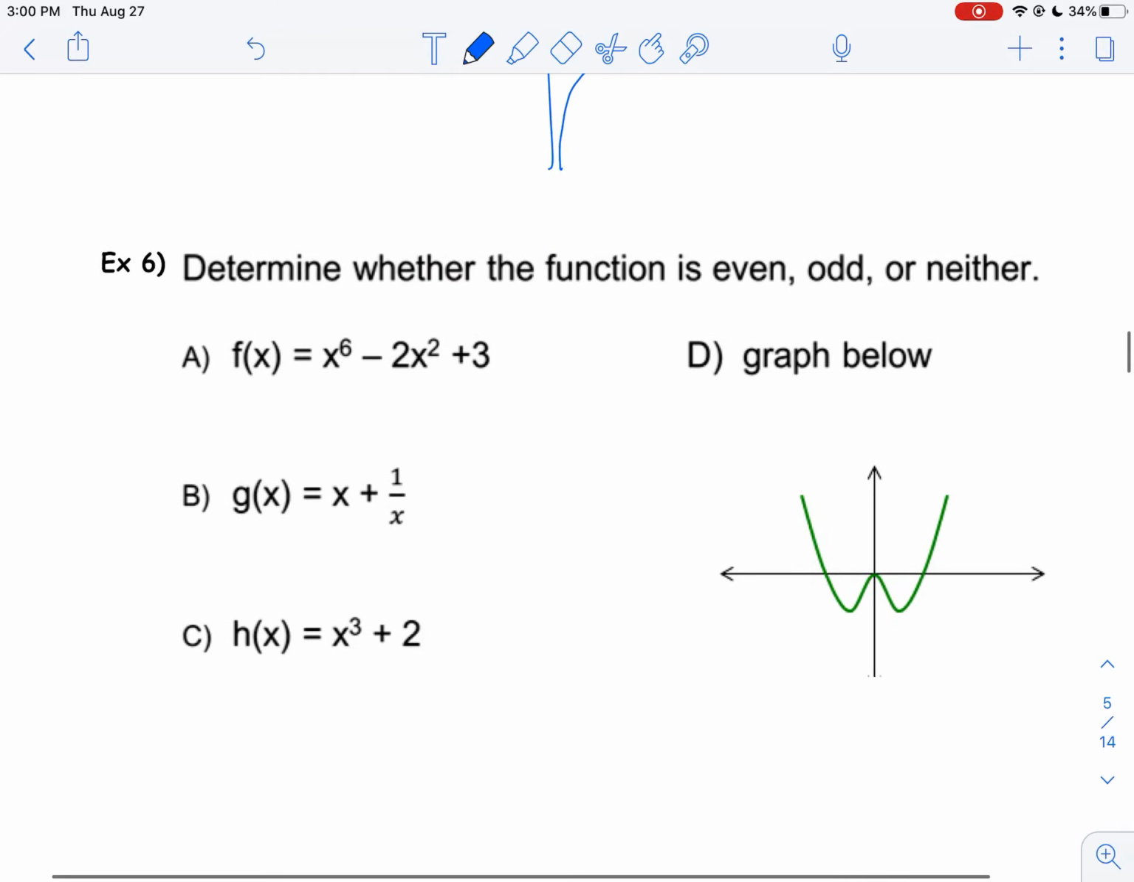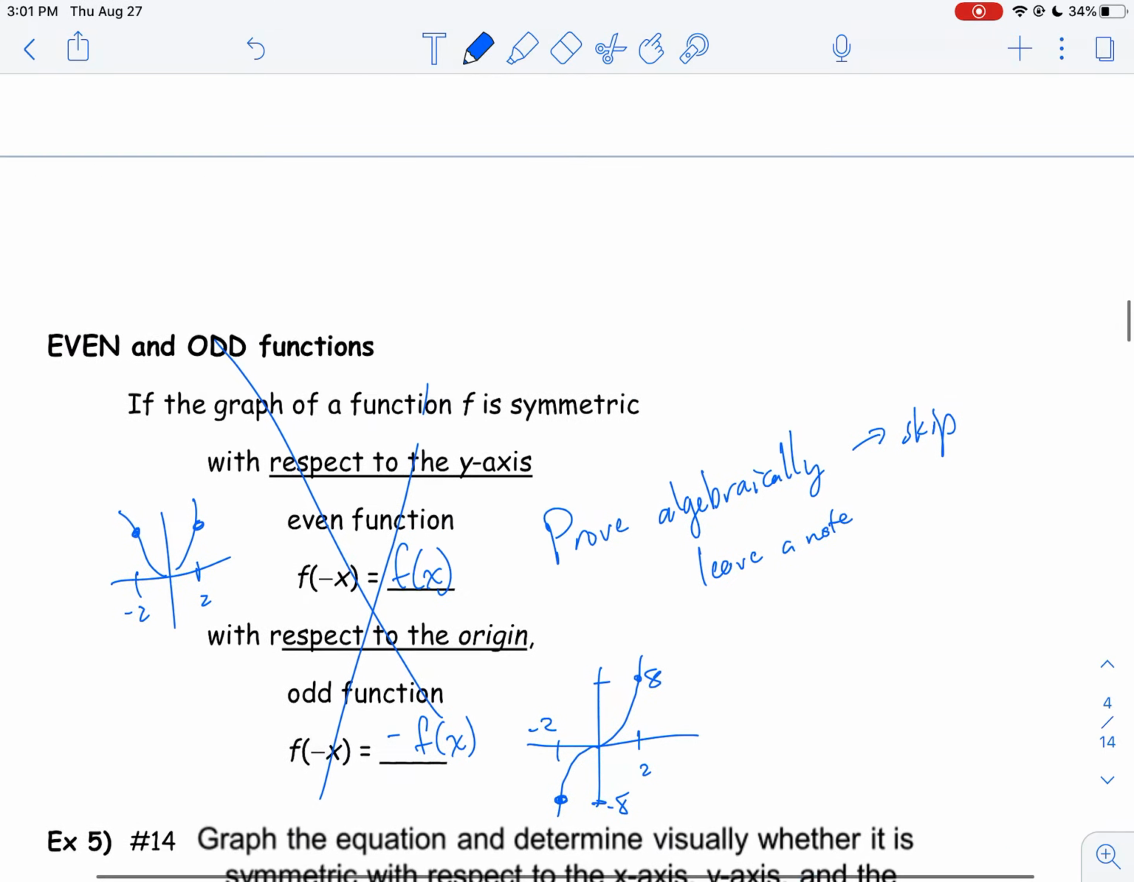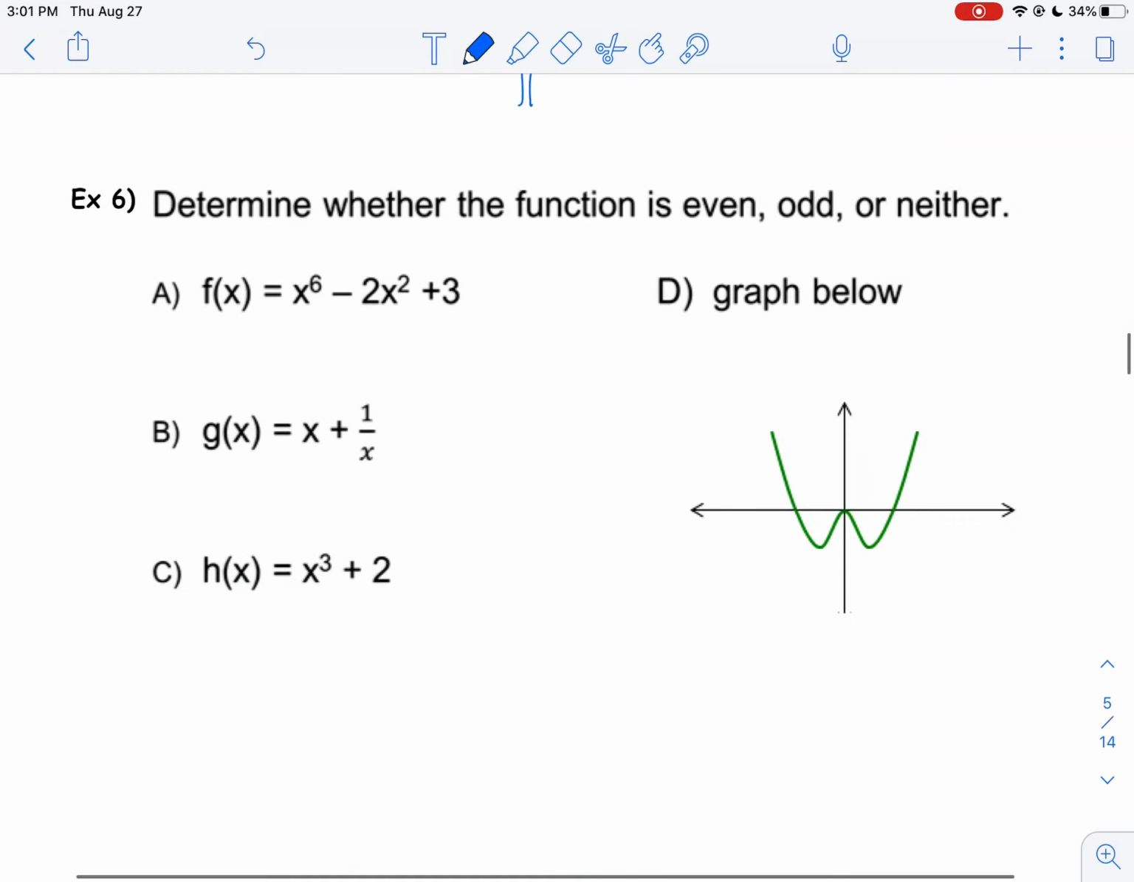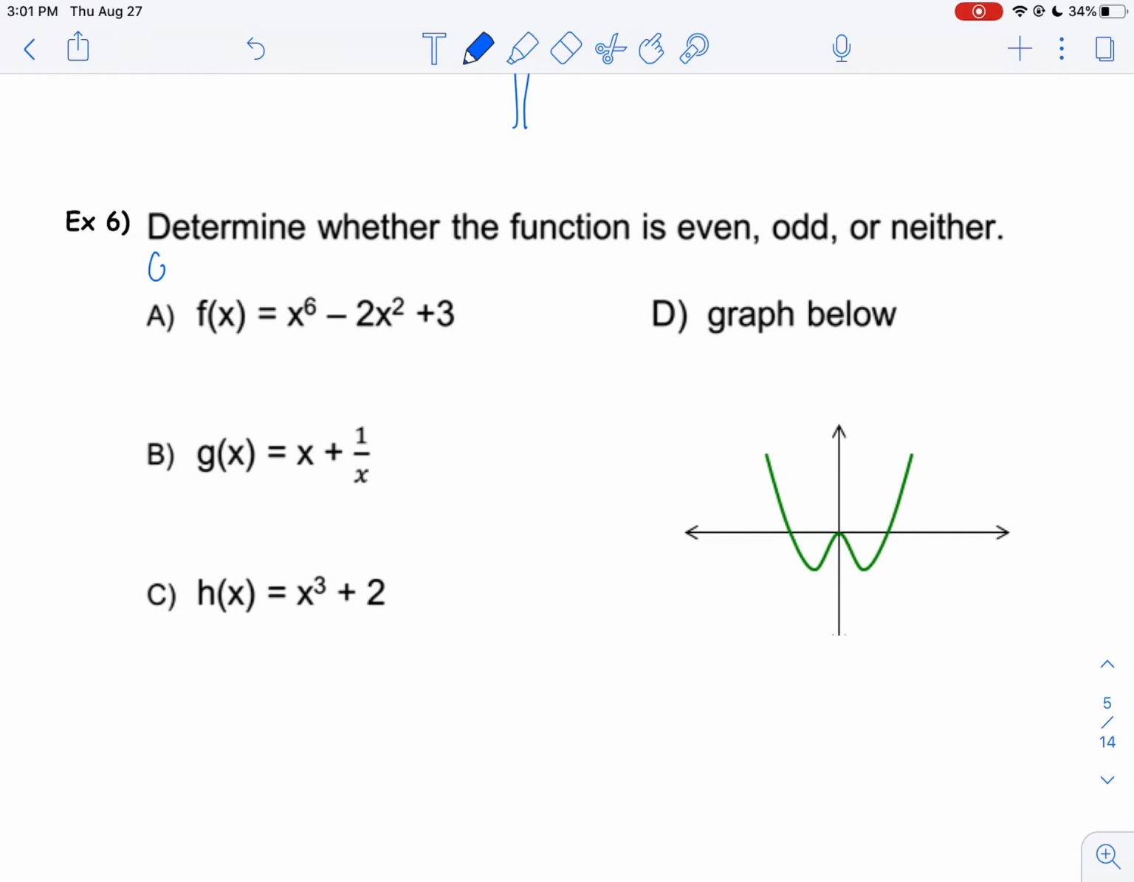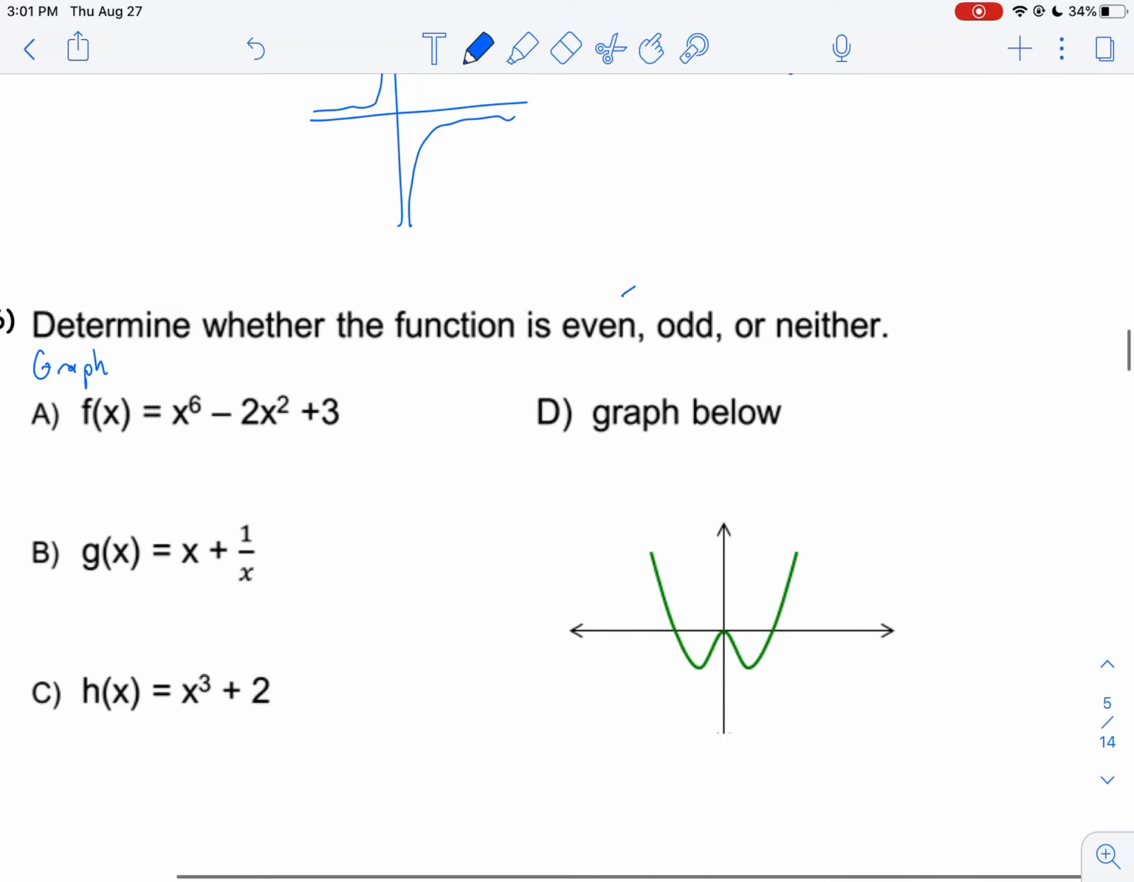Alright, example 6. Even, odd, or neither. Again, you can graph these, or that might be your safest bet, is just to graph these. And then look at the graph. Remember, even has symmetry with respect to what? The y-axis. Odd, with respect to the origin.